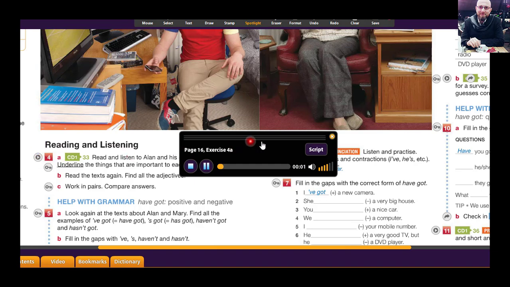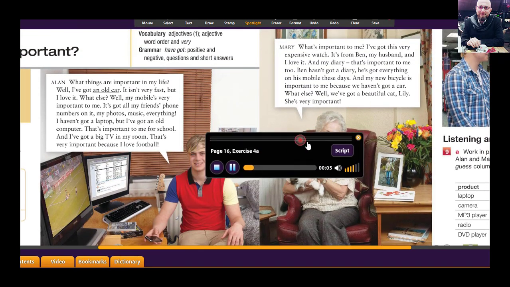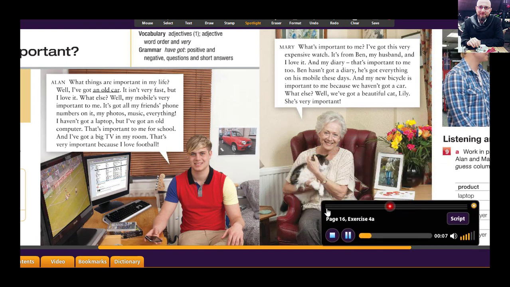Track 33. What things are important in my life? Well, I've got an old car. It isn't very fast, but I love it. What else? Well, my mobile's very important to me. It's got all my friends' phone numbers on it. My photos, music, everything. I haven't got a laptop, but I've got an old computer. That's important to me for school. And I've got a big TV in my room. That's very important because I love football.